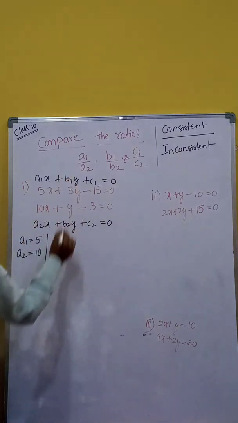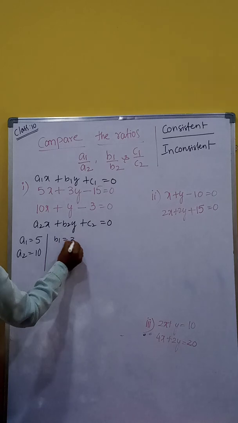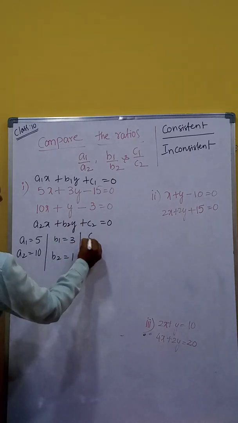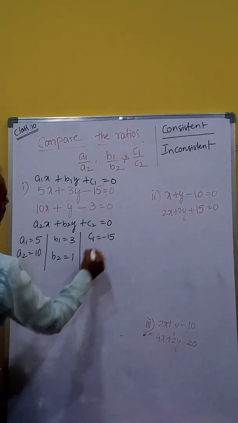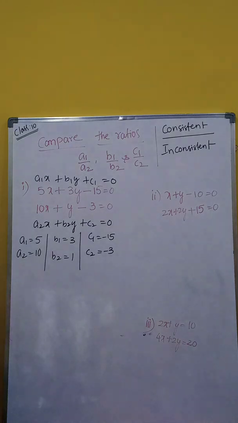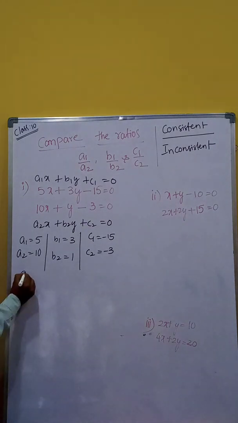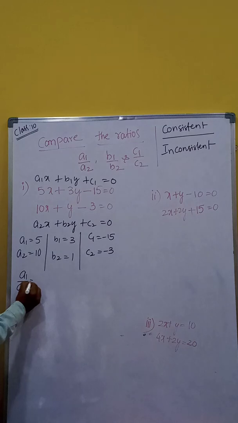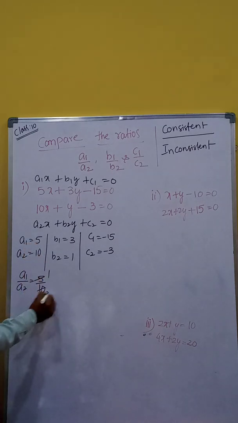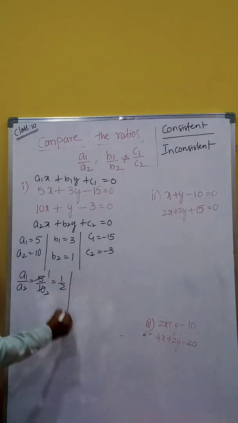Second one, b1 value is 3 and b2 value is 1. Here c1 value is minus 15 and c2 value is minus 3. Now compare the ratio a1 by a2. What is it here? 5 by 10. 5 ones are 5, 5 twos are 10. First one is 1 by 2.